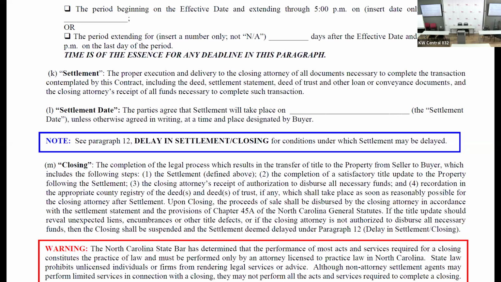Yes, Beth? On this settlement date, there's that line where you fill it in. Does that just allow you to put an actual date, or can you put like 14 days after due diligence ends? Yes, you can. You can put X number of days after due diligence, so long as both parties agree to it. Okay, so you don't just have to use that date block. Correct. Okay, thank you.